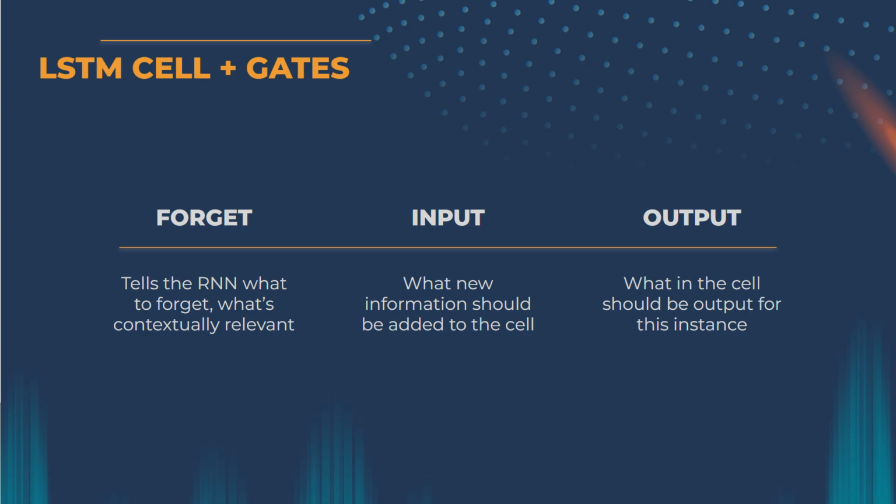This is how an LSTM works. It has a cell with 3 gates in it. The first gate is the forget gate. This tells the RNN what to forget and what's contextually relevant or what to remember. It has an input gate, which tells the RNN what new information should be added into the LSTM cell. The cell, by the way, goes into the processing section of the RNN. We'll get into that later. And then the final gate of the cell is the output. This is what should be output in this instance, like what data should be used.